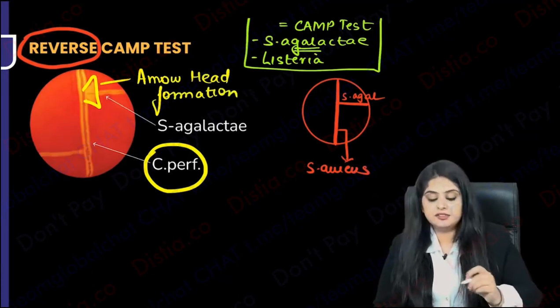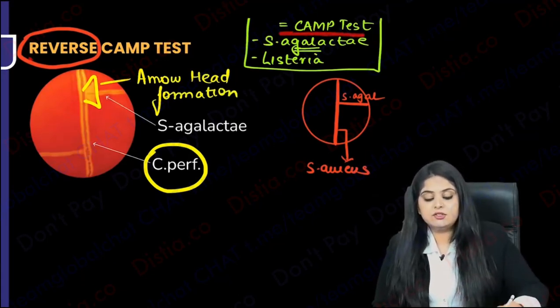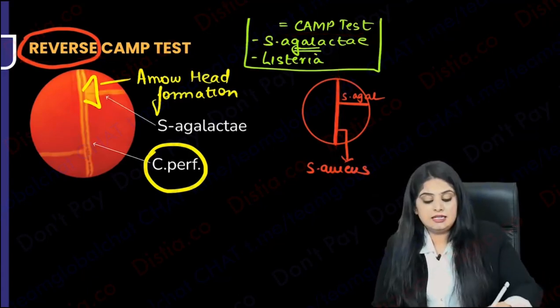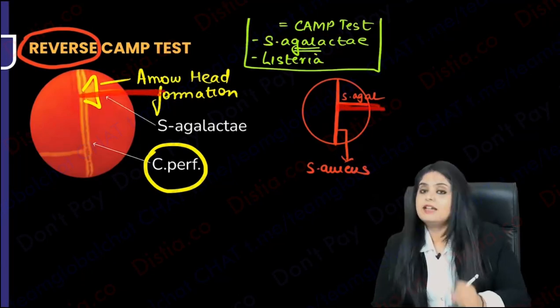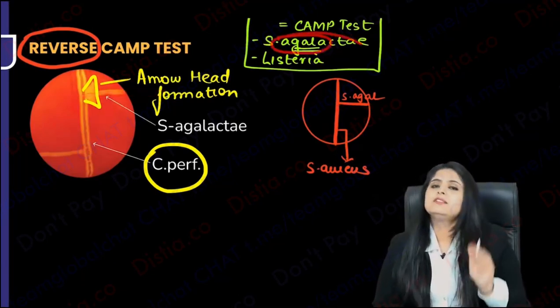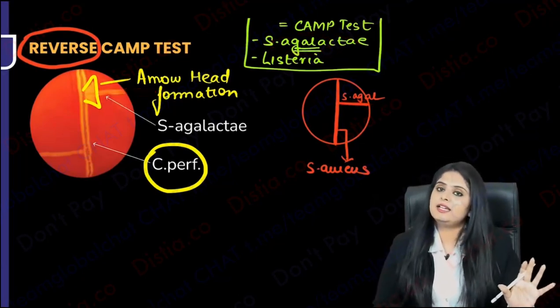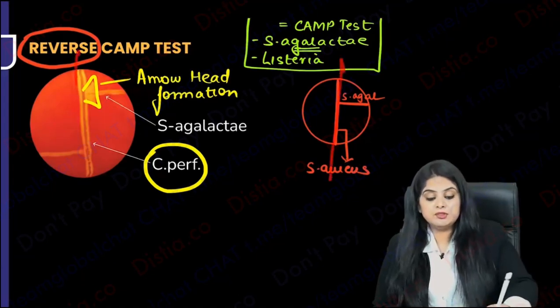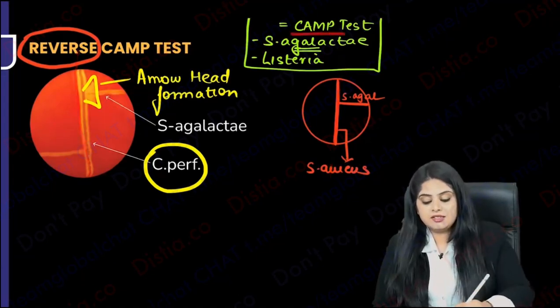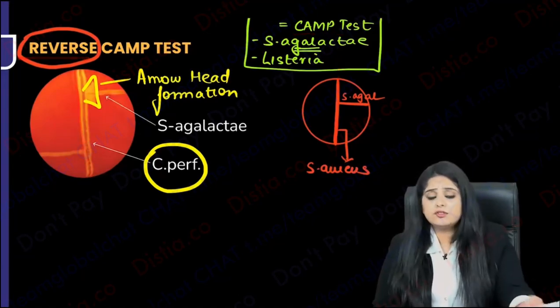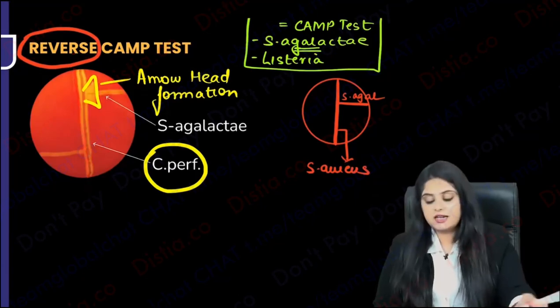So what I realized is, whether it is CAMP test or reverse CAMP test, this long axis line, this horizontal line, that is going to be gala, because gala time means lying down. So gala is always going to be lying down. Gala time, agalactiae always lying down. Who is standing up is going to change. So in the CAMP test, it is the aureus that is standing, and reverse CAMP test is for Clostridium perfringens. So that is the one that is standing over here.